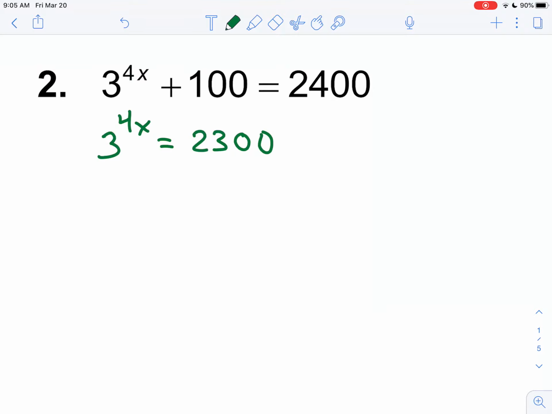So our only choice is to log both sides. So you can use your log of base 10, or I always use natural log because it's less writing, but you can pick your favorite log, base 10 or base e.